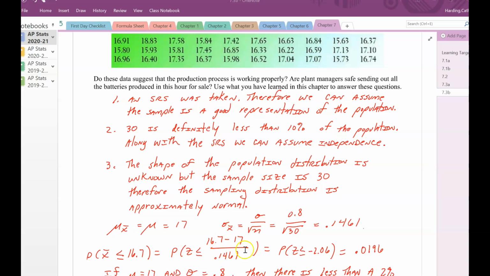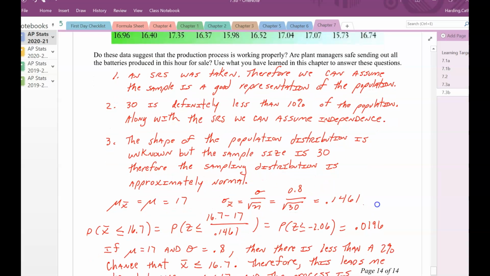Get your z-score for 16.7. Find the probability that z is less than or equal to negative 2.06. You get 0.0196. And we talked about anything less than 5% is considered to be unlikely to have happened by chance. It's not that it couldn't, it's just that it's unlikely.